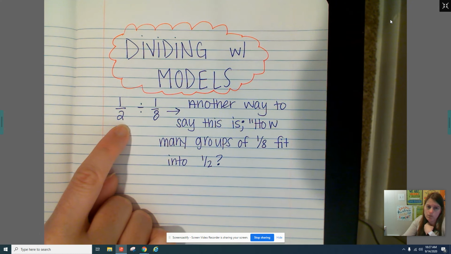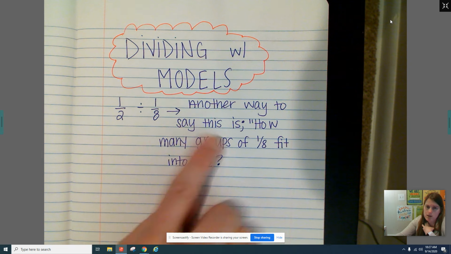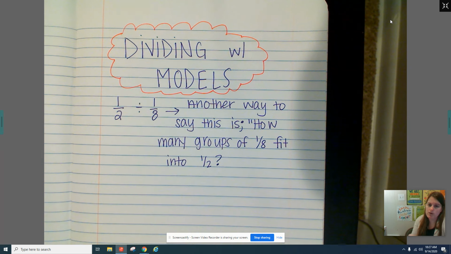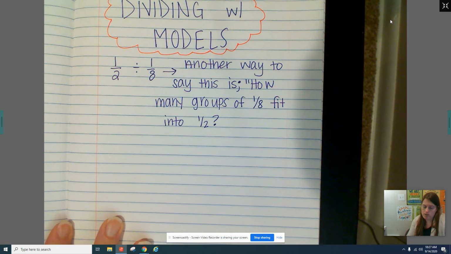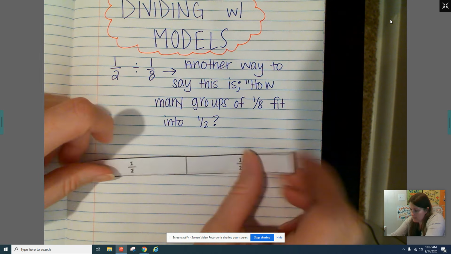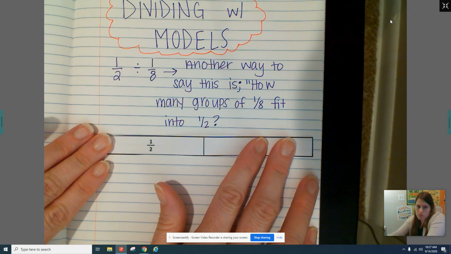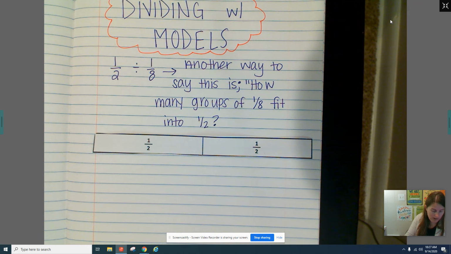The problem I'm going to start with is 1/2 divided by 1/8. Another way to say it is how many groups of 1/8 will fit into 1/2. Whenever I start this every year, I always give kids fraction strips, and they seem like, maybe they're elementary or whatnot, but they're a really great way to kind of model and get a visual of what dividing fractions actually looks like. Okay, so 1/2 divided by 1/8 can also be said as how many groups of 1/8 would fit into 1/2.